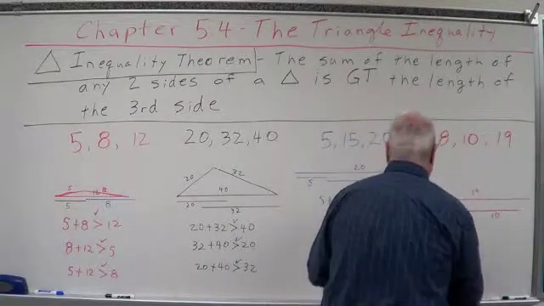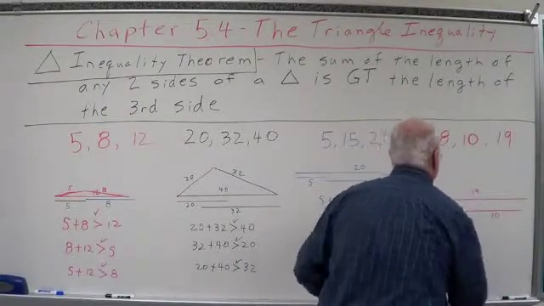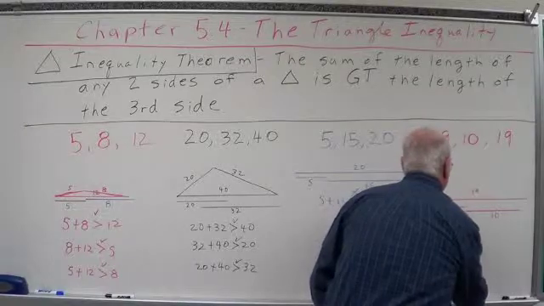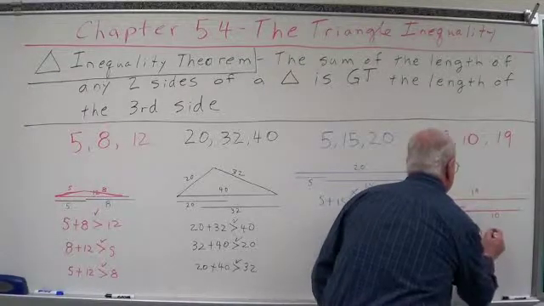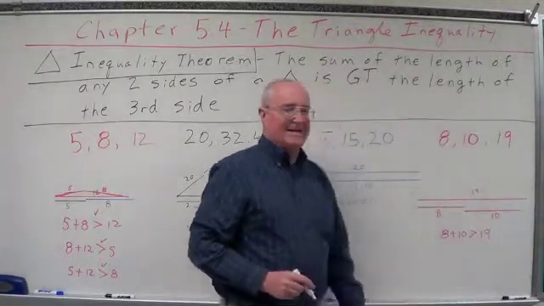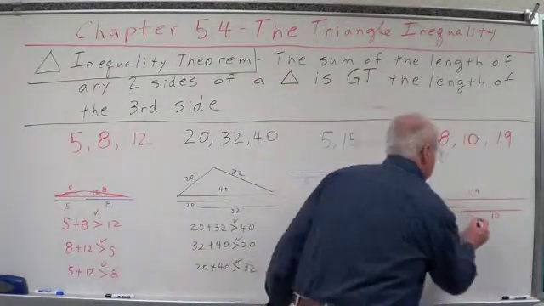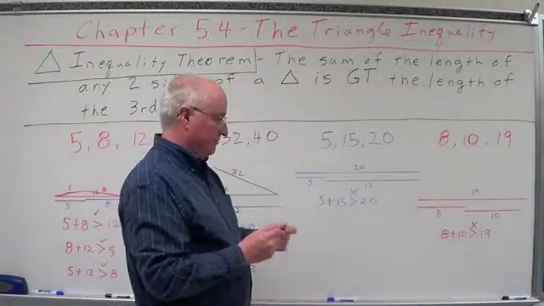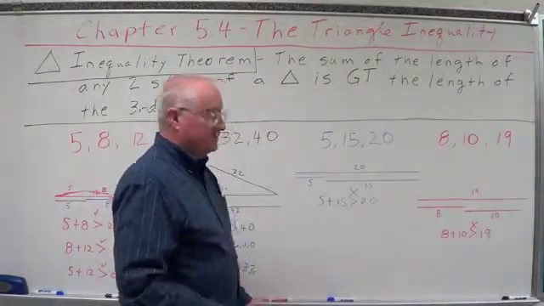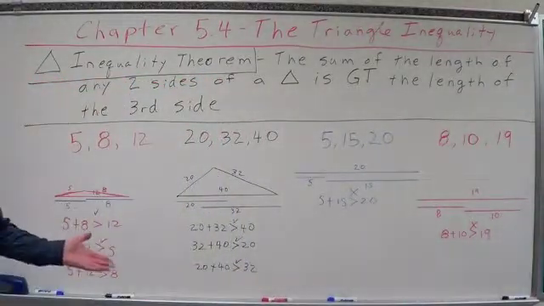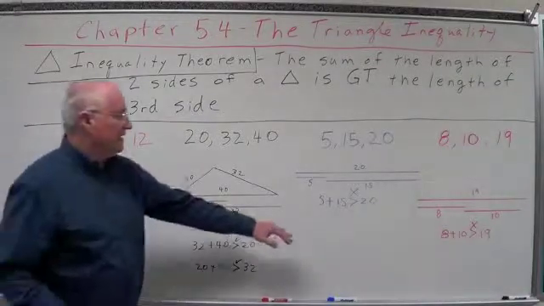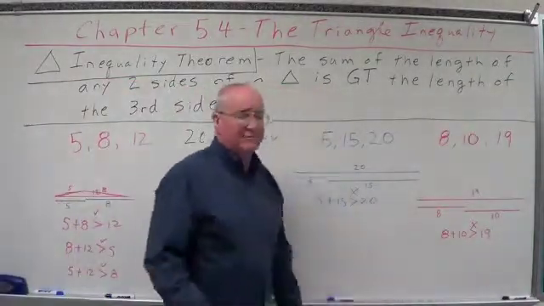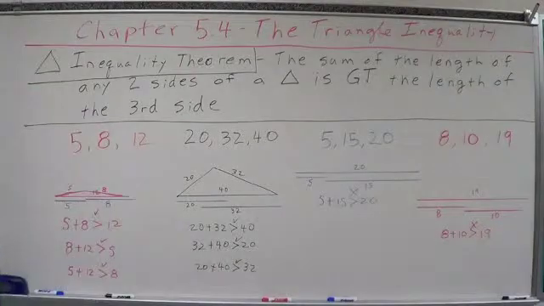Now let's look at this one. The first one is 8 plus 10. Is that greater than 19? 8 plus 10 is 18. Is that greater than 19? No. Do we have a triangle? No, we don't. Do we need to do anything else? No, we're finished. No reason to do the other calculations. Why? Because one of them doesn't work. If one of the calculations fails the theorem, then we do not have a triangle.